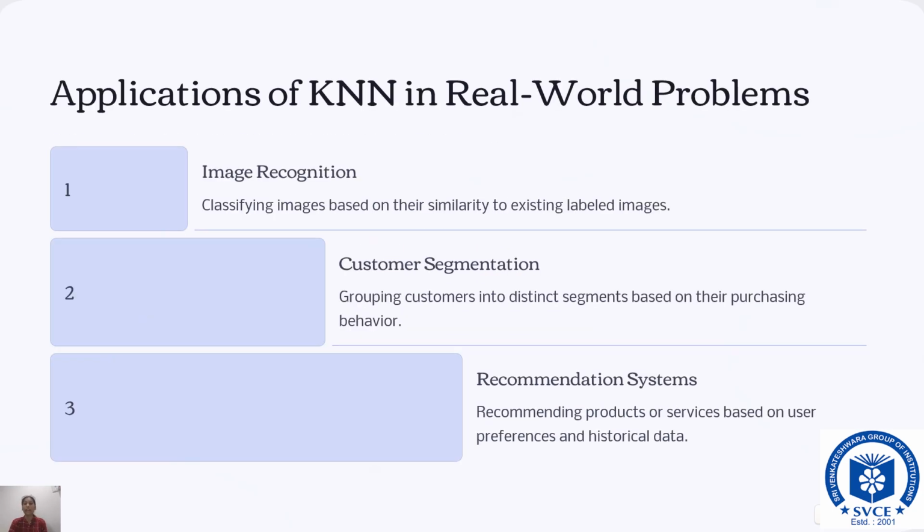Now, let us see some of the applications of KNN in real world problems. First, as it is used for classification as well as regression, for classification we can go with image recognition. That is, we can classify an image based on its similarity to existing labeled images. We put some labeled data into the system, so that if we put in a new image, it matches the similarities between the new image and the already labeled data, and according to that it classifies.